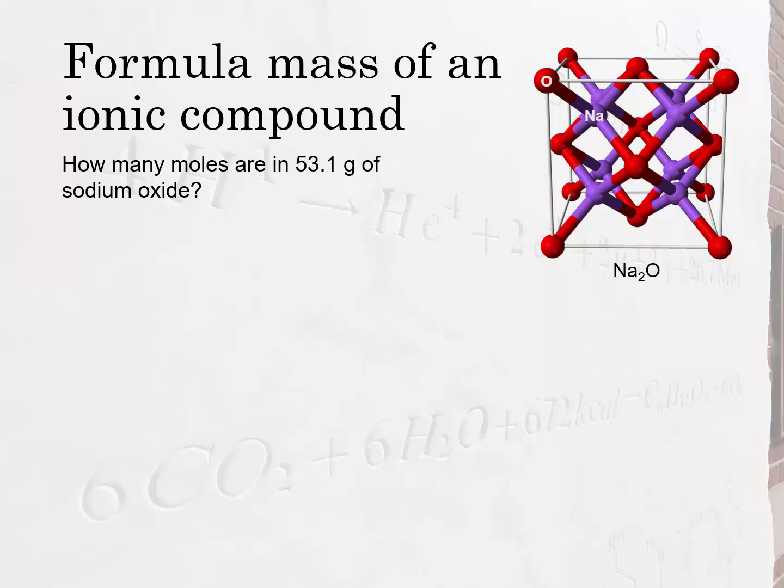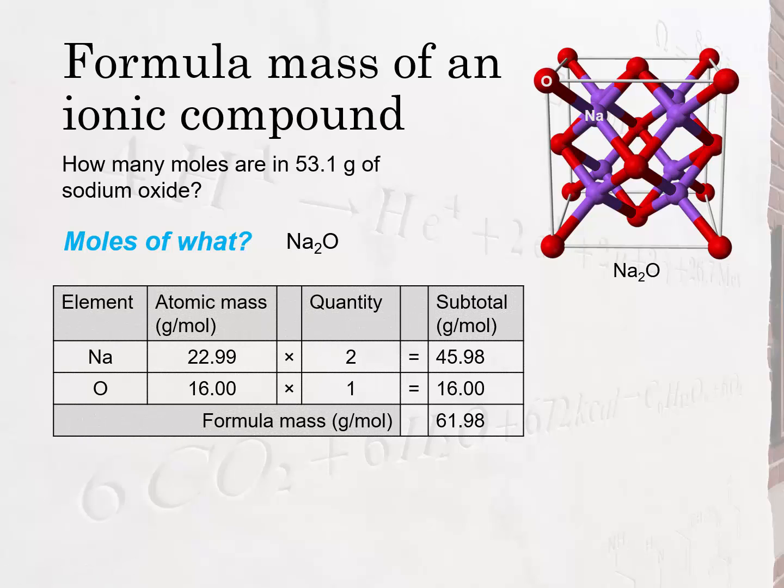In this example, we'll determine the mass of the ionic compound sodium oxide. It's more properly called a formula mass because there's no discrete Na2O molecule. It's a repeating array of Na+ cations and O2- anions. We're going to calculate the number of moles in a certain mass of sodium oxide, and again I'll ask the question, moles of what? Even though there's no discrete sodium oxide molecule, we should do the calculation with the empirical formula Na2O.